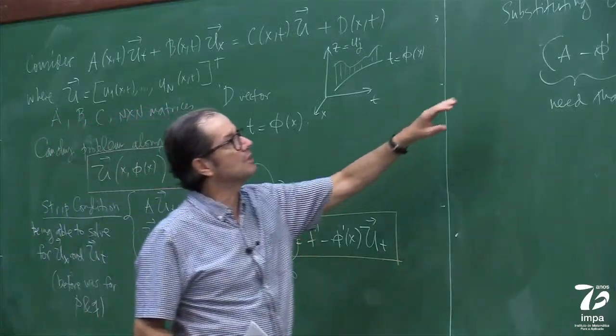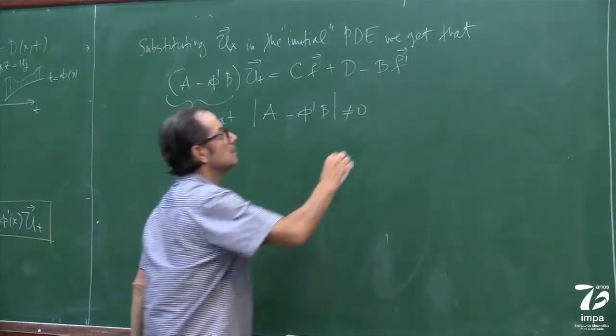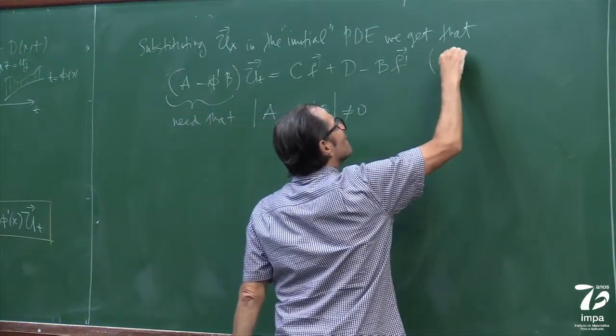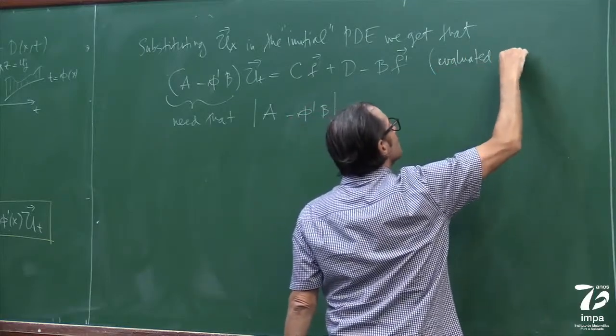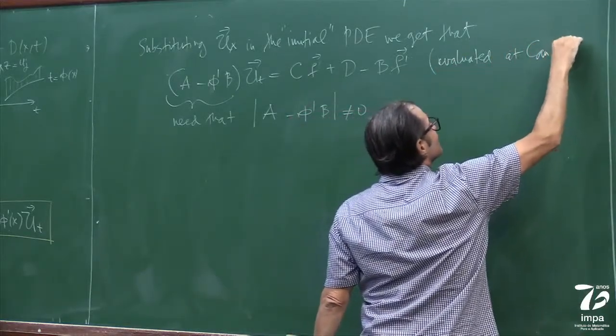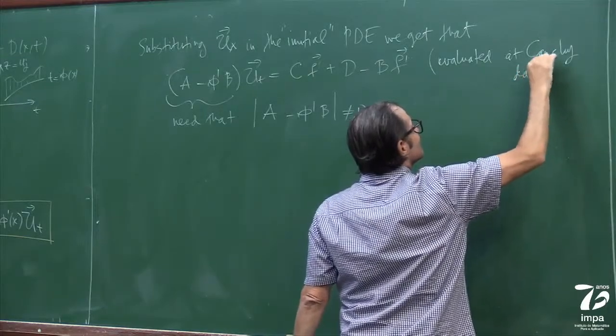Right? Note that all this is, don't forget that, okay? The notation is hiding that. We are all evaluated at Cauchy data, okay?